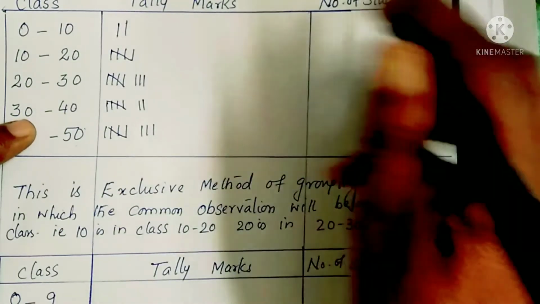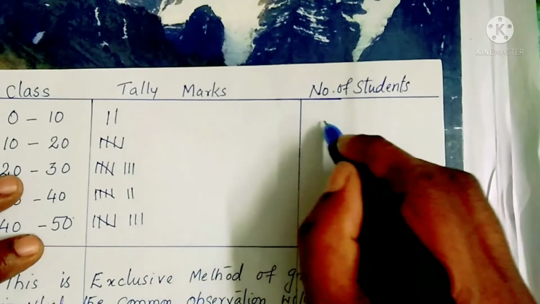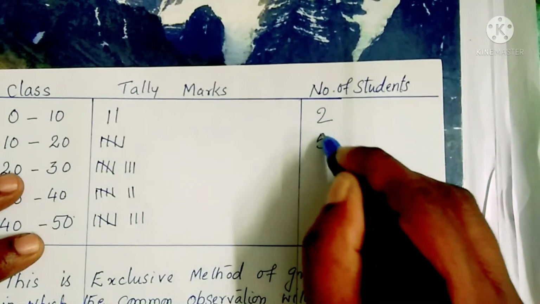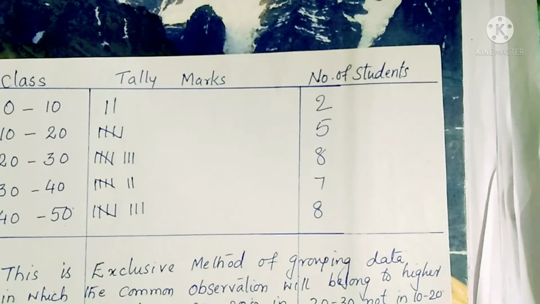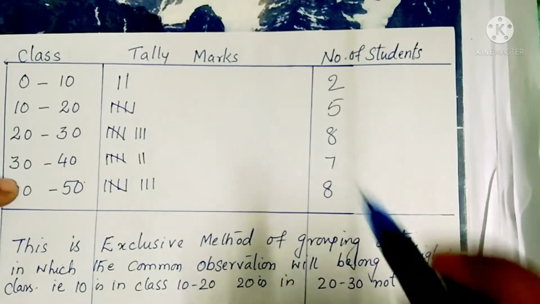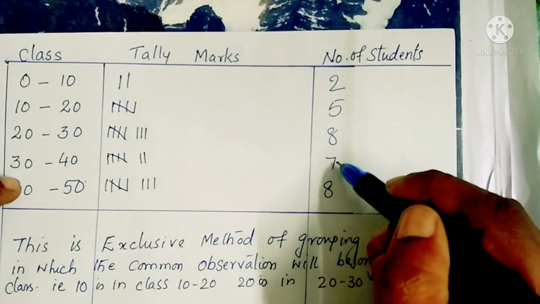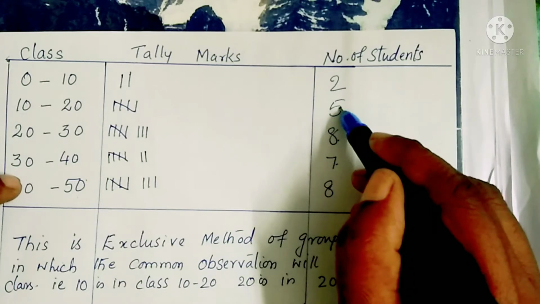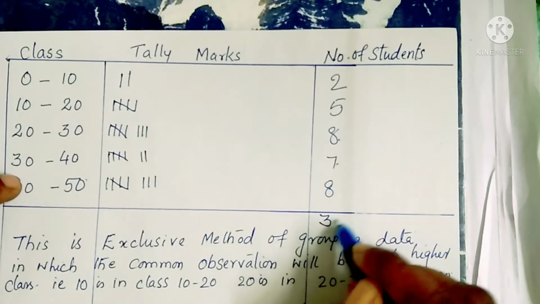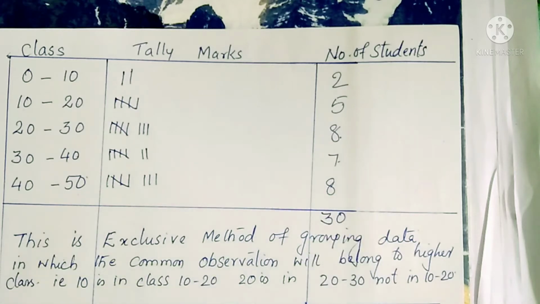Now you have to count and write here 1, 2. So here it is 2, here it is 5, here it is 8, 7, 8. Now how will you check whether you have included or not, if you made any mistake or not? You add all this. 8 plus 7, 15. 15 plus 8, 23 plus 5, 28 plus 2, 30. So you add up. So these are the frequencies, and the total frequency will show you the total number of students you have taken. So we have taken it for 30 students. In the question itself it is given there are 30 students.